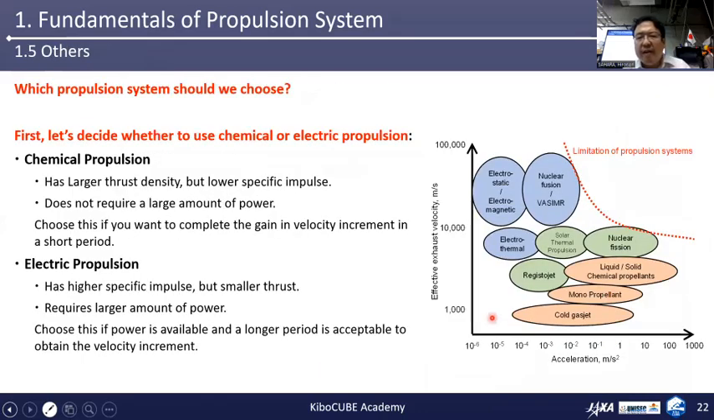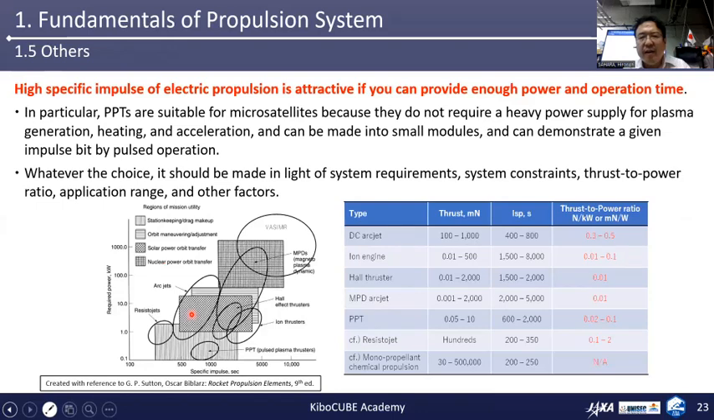Having looked at the various propulsion systems above, the question now becomes, which propulsion system should we choose? First of all, we should decide between chemical and electric propulsion systems, taking their characteristics into consideration. If your satellite can provide sufficient power and the mission duration is long enough, electric propulsion with high specific impulse is very attractive. One important indicator for this is the thrust to power ratio mentioned earlier.